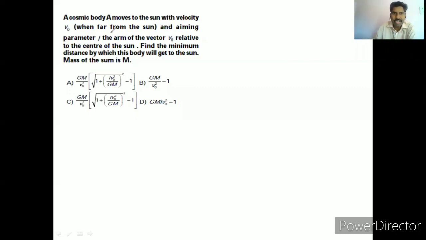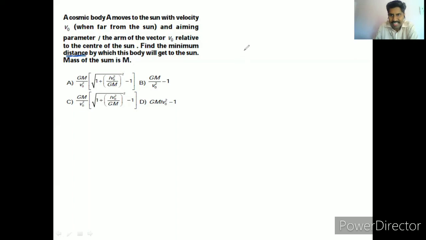A cosmic body A moves toward the sun with a velocity v naught when far from the sun, and the aiming parameter, the arm of vector v naught relative to the center of the sun, is given. Find the minimum distance by which this body will get to the sun. The mass of the sun, M, is given. So we first need to calculate the minimum distance. That is our aim.